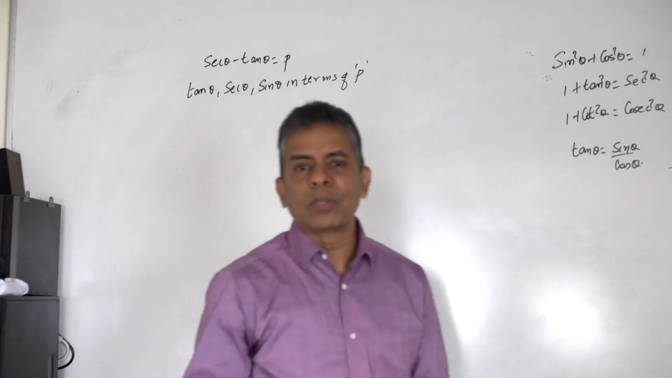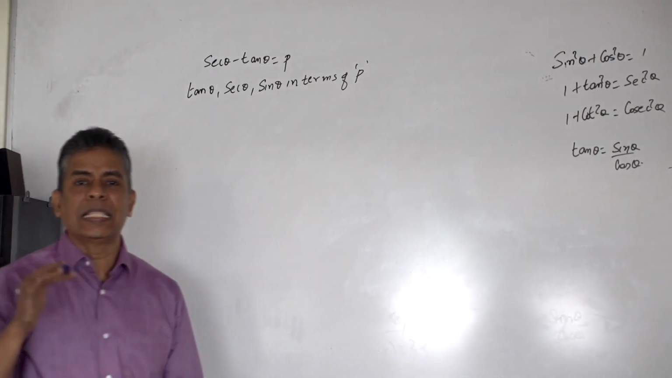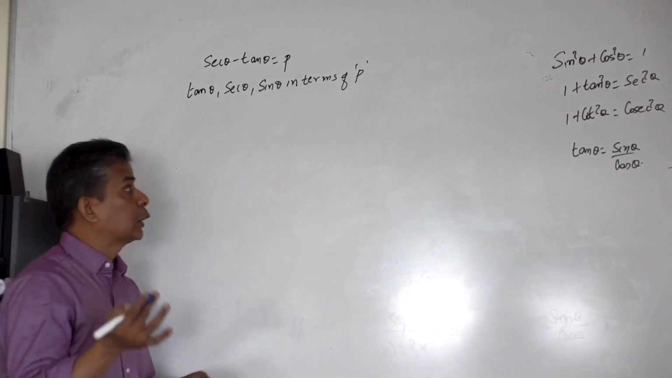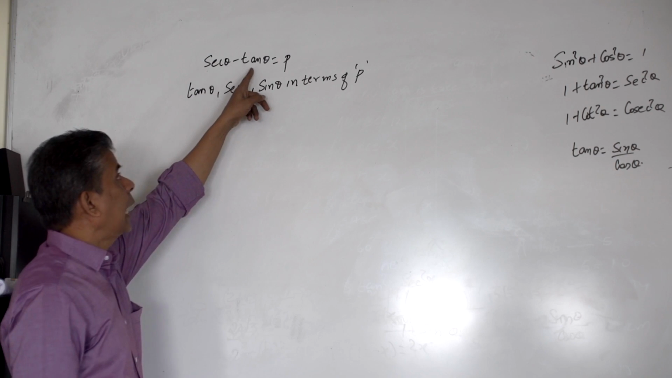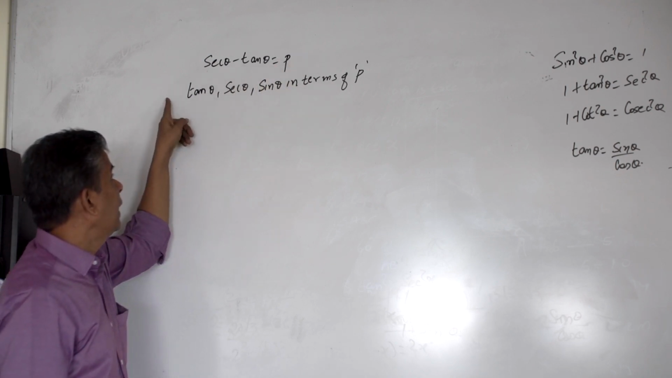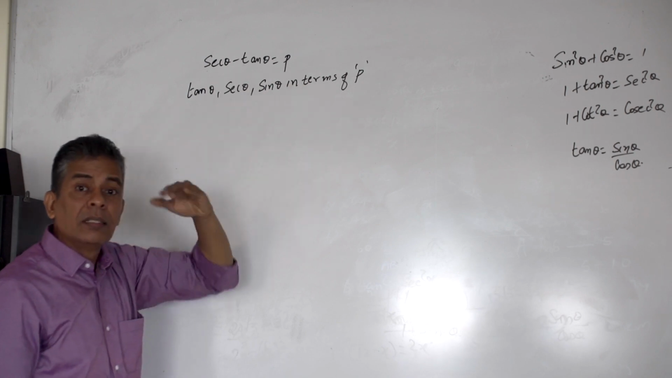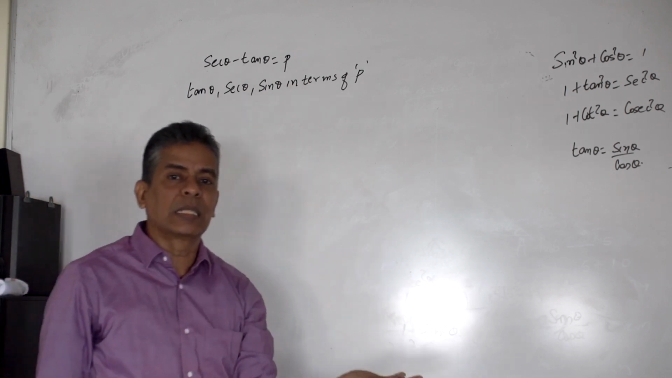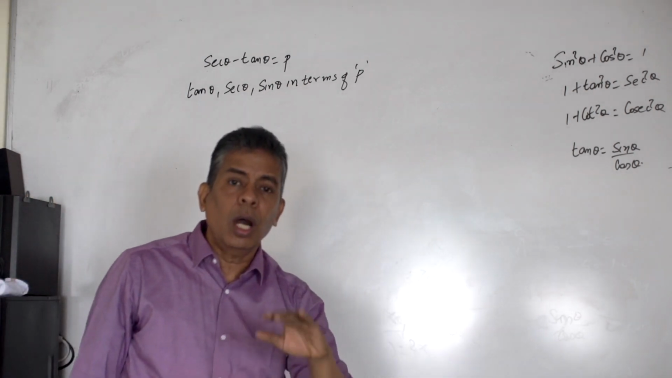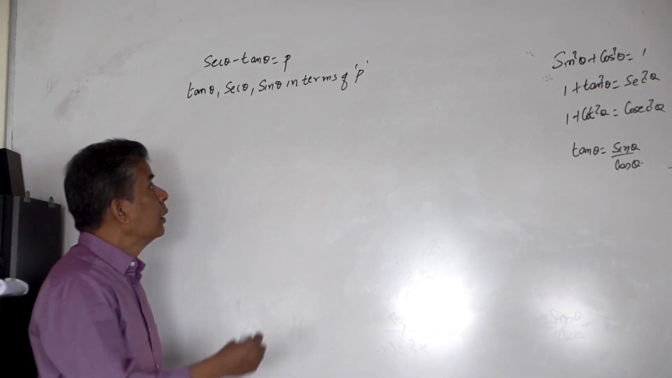Now in some problems outside the textbook, we will look at this problem from last year's textbook. Sec theta minus tan theta is P. Find tan, sec and sin in terms of P. This is a problem from last year's textbook HOTS. So how do we do this problem here?